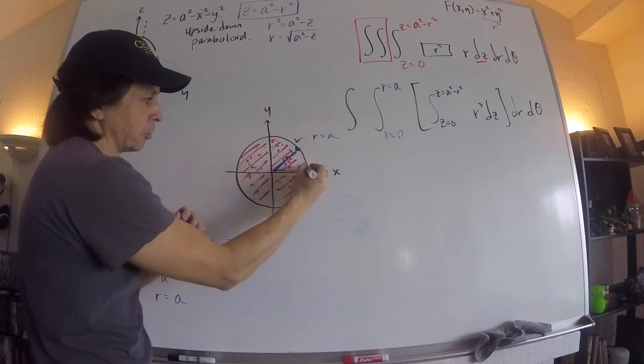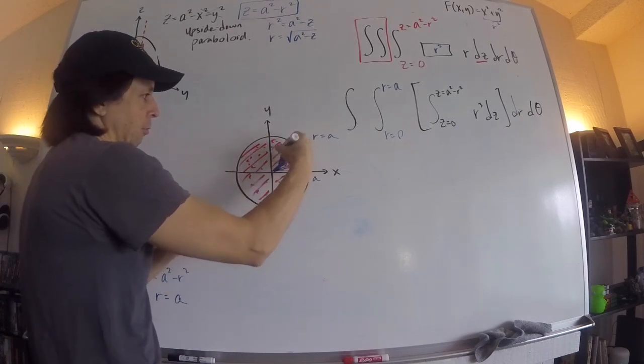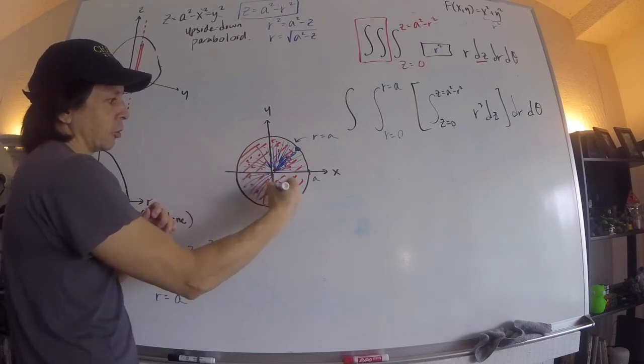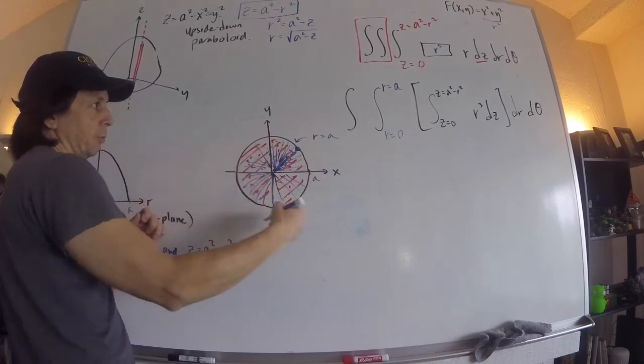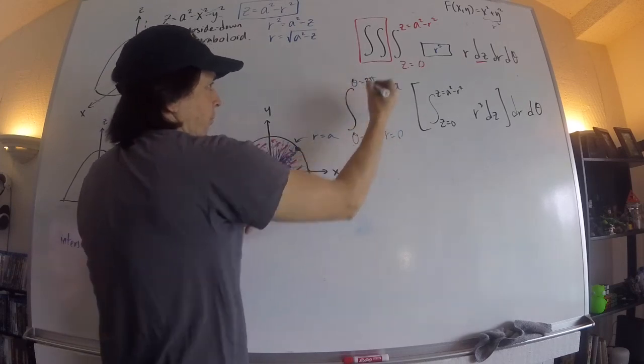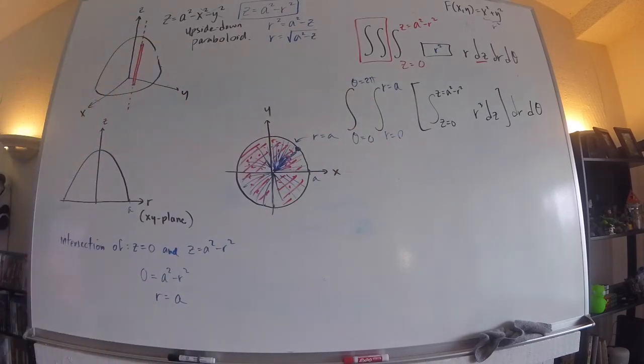But here I want to go from 0. And I want to integrate all of those slices all the way around to get the full circle. So that means my theta is going from 0 to 2 pi. And that's it. That's your setup.